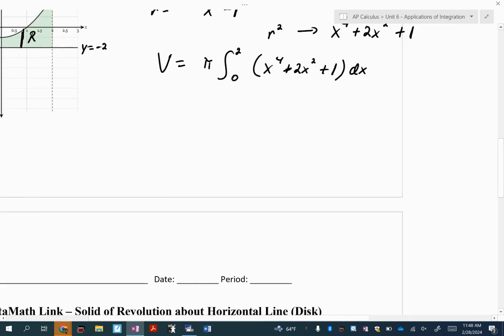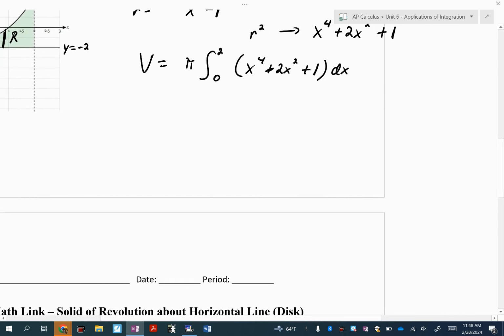Okay, let's do the antiderivative of these three terms. Same thing I just did in the last one with x to the sixth power. I'm going to write down 1/5 x to the fifth power. Plus, be careful with this one.